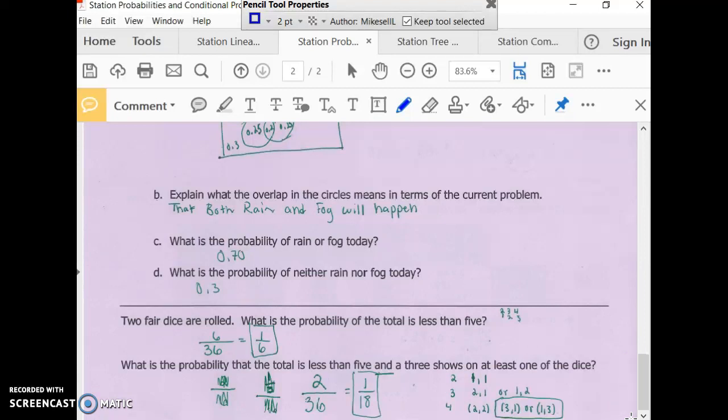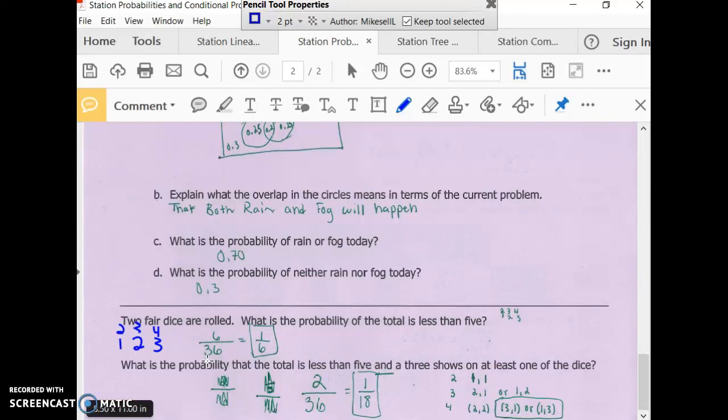What is the probability that the total is less than 5? So remember, for a 2 you get 1 way, for a 3 you get 2 ways, for a 4 you get 3 ways. So you add those up: 6 out of 36, because it's less than 5, not equal to 5. So 6 out of 36 is 1/6. Then what's the probability that the total is less than 5 and a 3 shows on at least one of the dice?